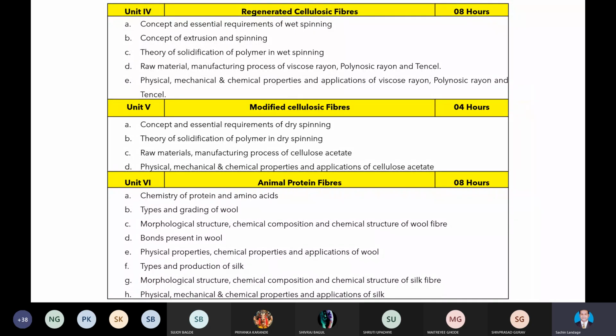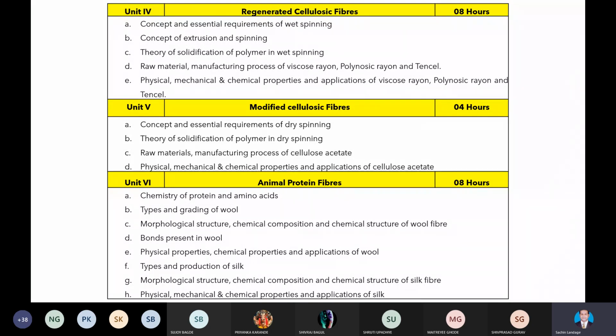And for the chemical structure, we are going to study the details regarding this protein and how the structure is, that is, the polypeptide chain. What are the various types of amino acids, that point we are going to study. Next, we are going to study the various types of bonds present in a wool fiber. Just like we have the hydrogen bond, salt linkages, and then the cysteine linkage. All this we are going to study. And last, the physical, mechanical, and chemical properties and applications of the wool fiber.